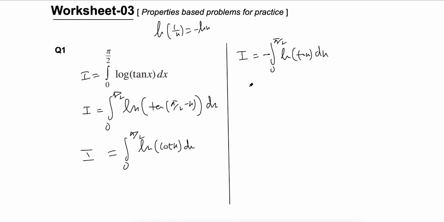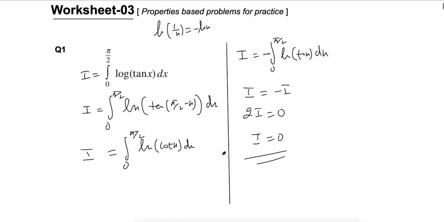What is this? This is I itself. So I equals, we got, minus I. That means 2I equals 0. So I equals 0, meaning the integration of this will be 0. Have you understood? Next question.